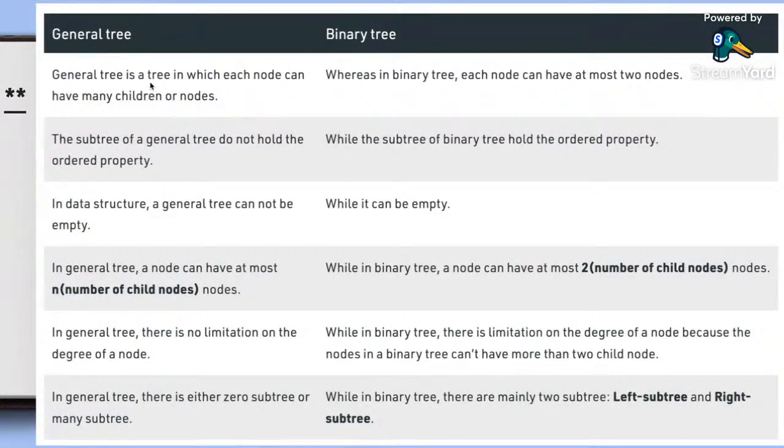So let's take a look. So general tree is a tree in which node can have many children or nodes. That's what we established. In binary tree, each node can have at most 2 nodes. General tree, the subtree of a general tree do not hold ordered property, while subtree of a binary tree hold an ordered property. I don't know what that means.